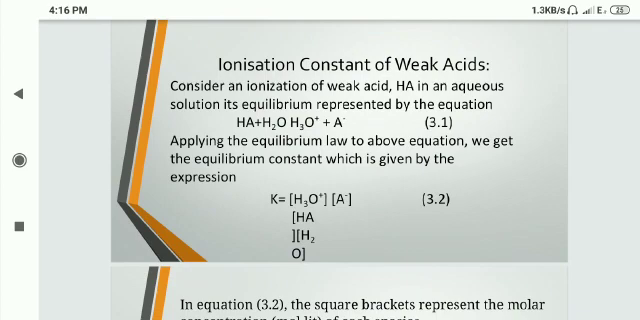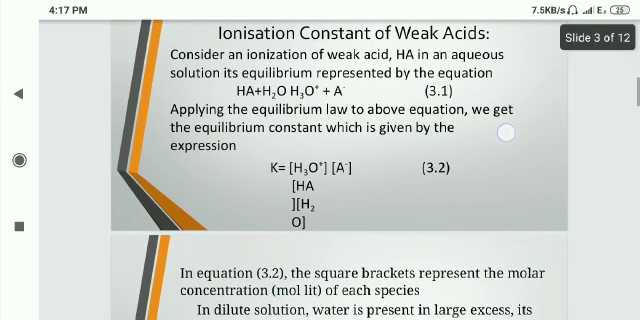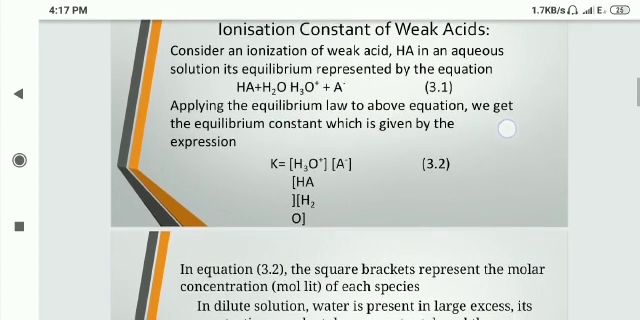Consider an ionization of weak acid. Weak acid is supposed to be HA. In aqueous solution, the equilibrium is represented as HA plus water gives us H3O plus and A minus. Applying the law of equilibrium to the above equation, we get the equilibrium constant, which is given by the expression K is equal to concentration (the square bracket is read as concentration) of H3O plus into concentration of A minus divided by concentration of HA into concentration of H2O.